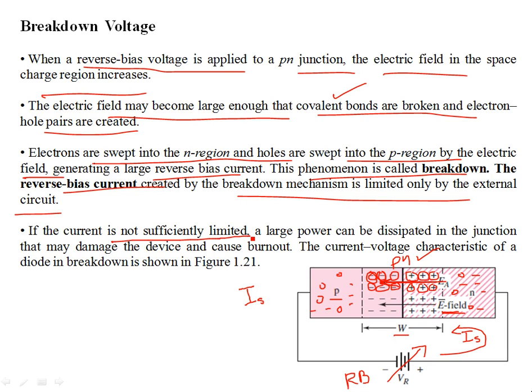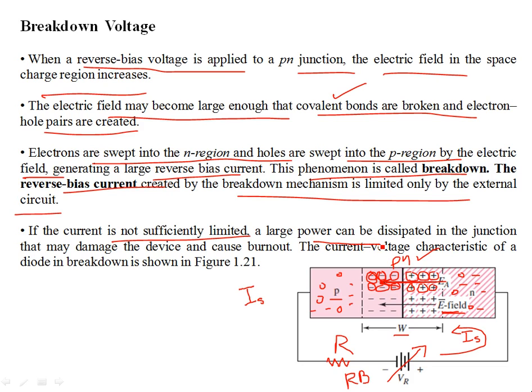So if the current is not sufficiently limited, you might want to have a series resistor R that is going to reduce this current. You might burn out the device, okay, because of increasing reverse saturation current due to the heating effect. The PN diode might burn out.